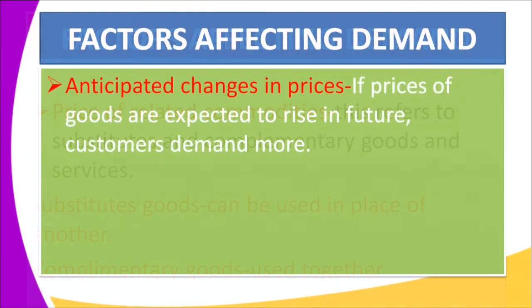So let's continue with the factors affecting demand, and the other one is anticipated changes in prices. If one expects the price of a product to increase in future, one buys more for now, and therefore at the end of the day, the demand of those products increases because their prices are expected to increase more tomorrow. On the other hand, if you expect the price of a product to decrease tomorrow, you buy less. Therefore, the demand of those products goes down.